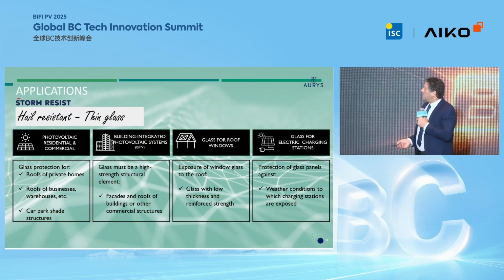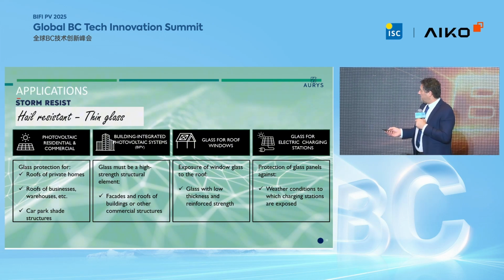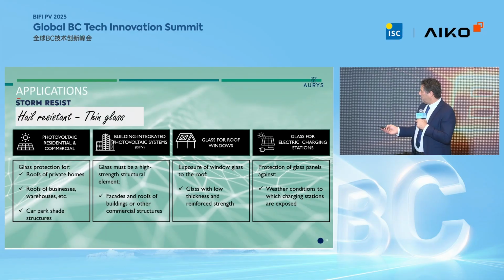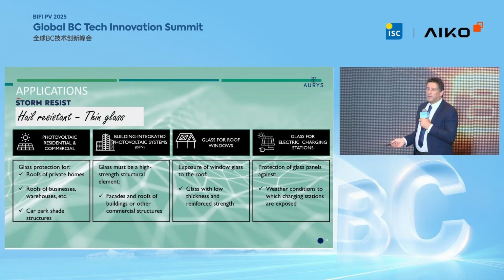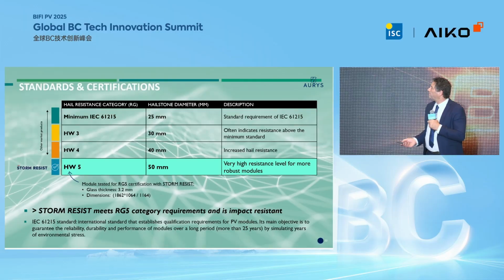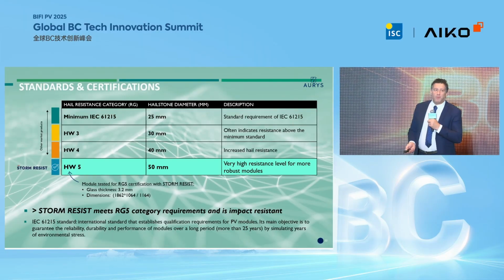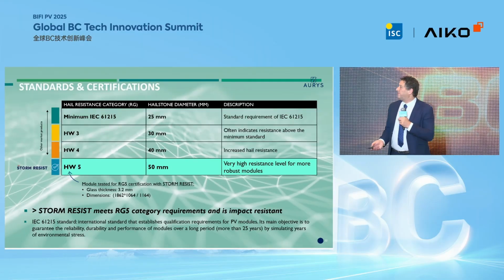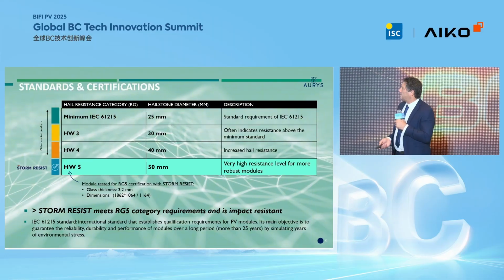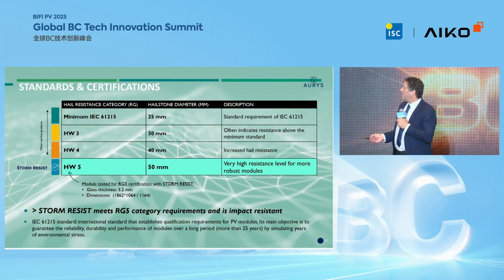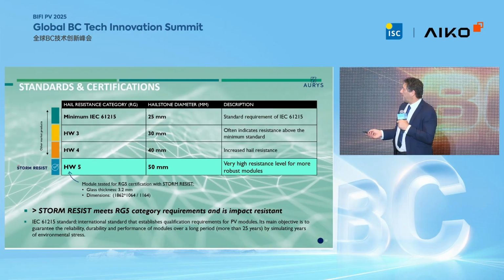So this storm resist, for example, can be used in different applications, but mainly here in our case for the photovoltaic. Just to show for everybody who would not be informed about the air resistance, you see that we were able to pass the maximum level of HW5.